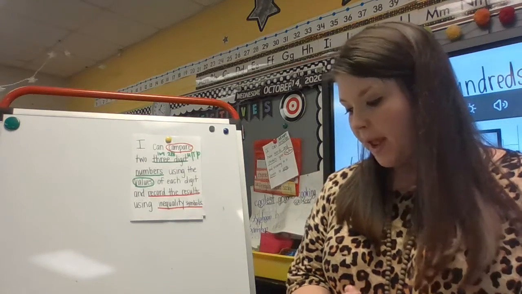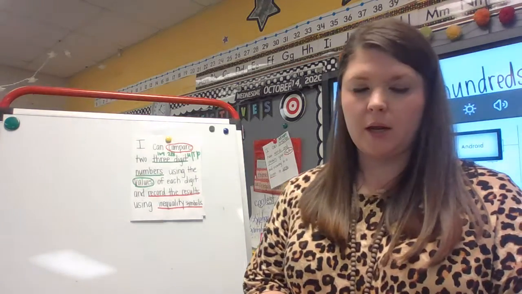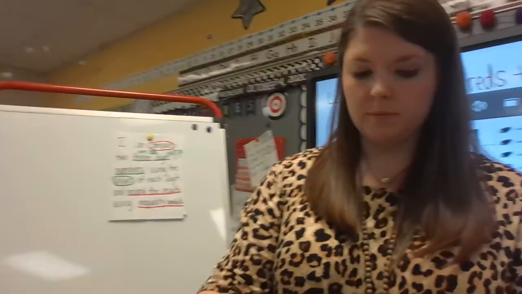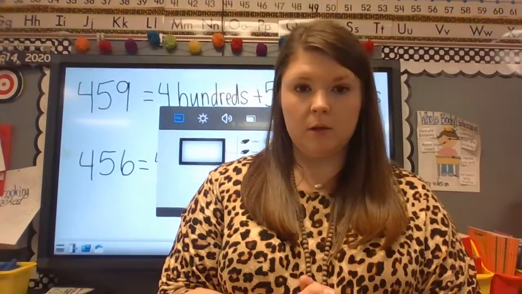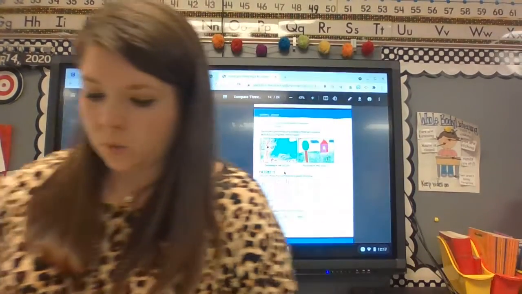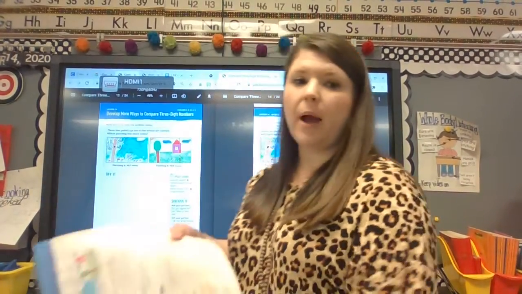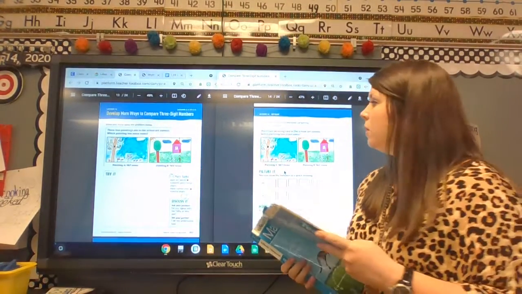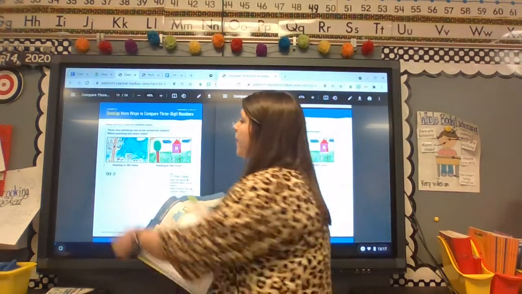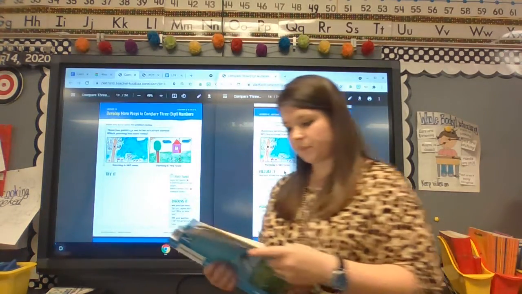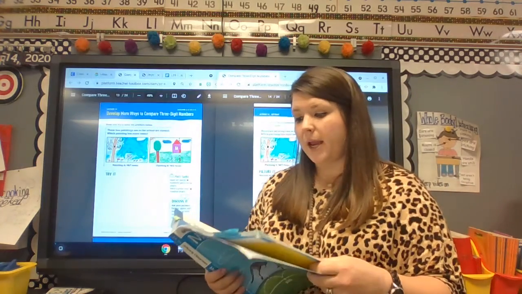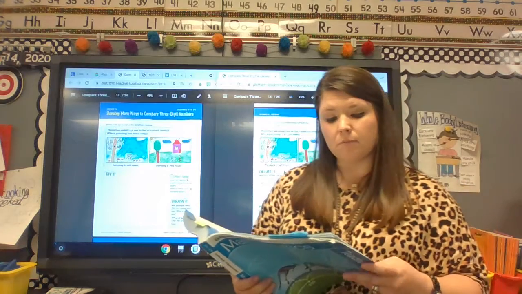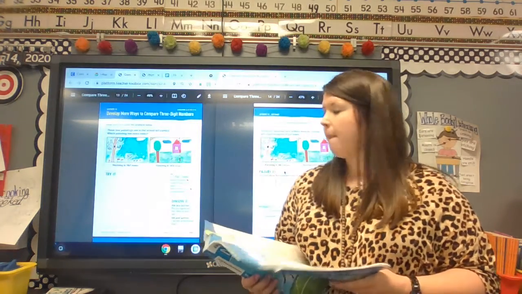All right, so let's go ahead and look in our Ready Math books on page 353. We're going to start by reading a word problem. It's right above the paintings here. These 2 paintings are in the school art contest. Which painting has more votes?